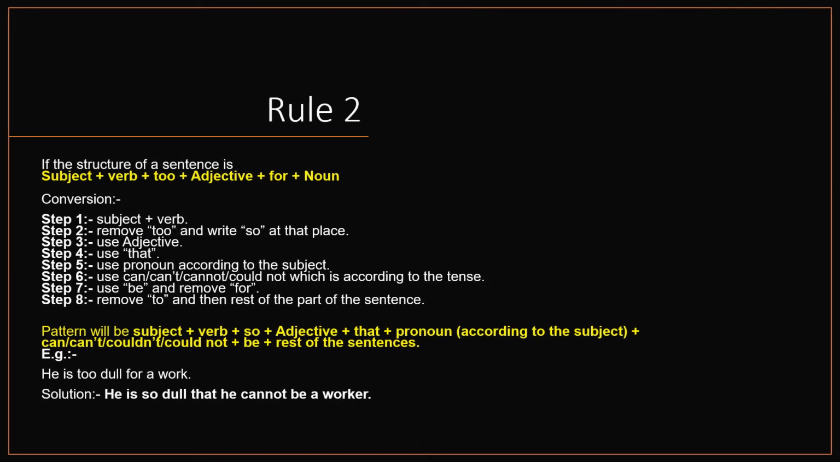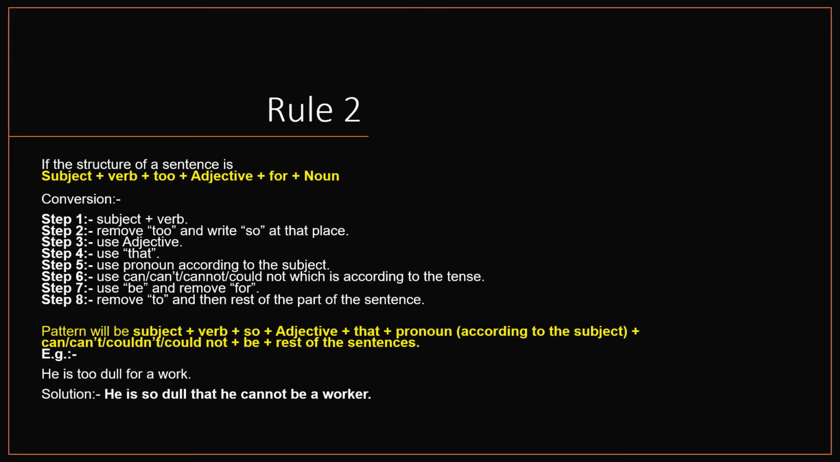Rule number 2. If the structure of the sentence is subject plus verb plus to plus adjective plus for plus noun, then the conversion will be: Step 1, subject plus verb. Step 2, remove to and write so at that place. Step 3, use the adjective. Step 4, use that. Step 5, use pronoun according to the subject.